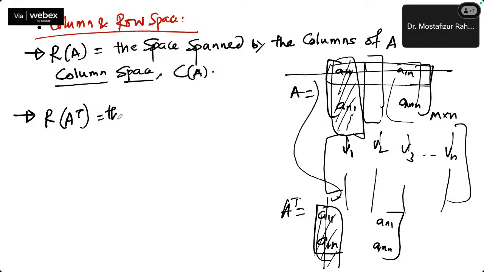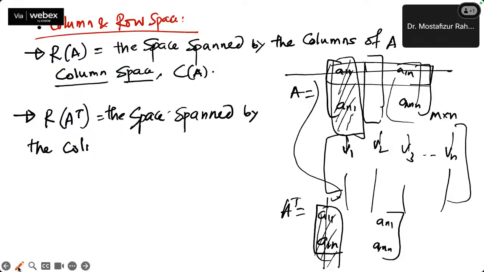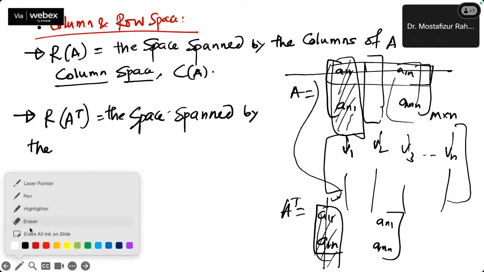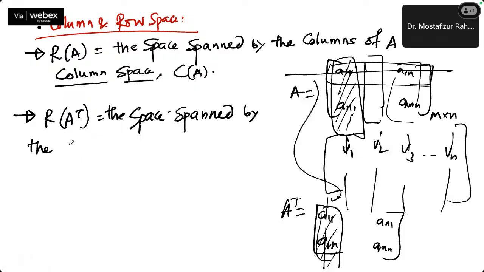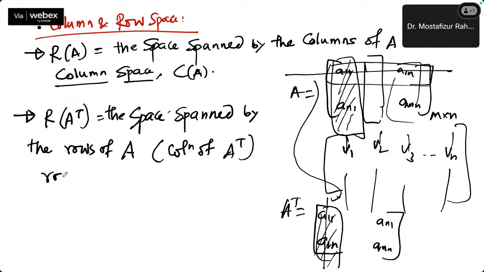So that is the space spanned by the rows of A, or columns of A transpose, you can say. Column of A transpose is called the row space.